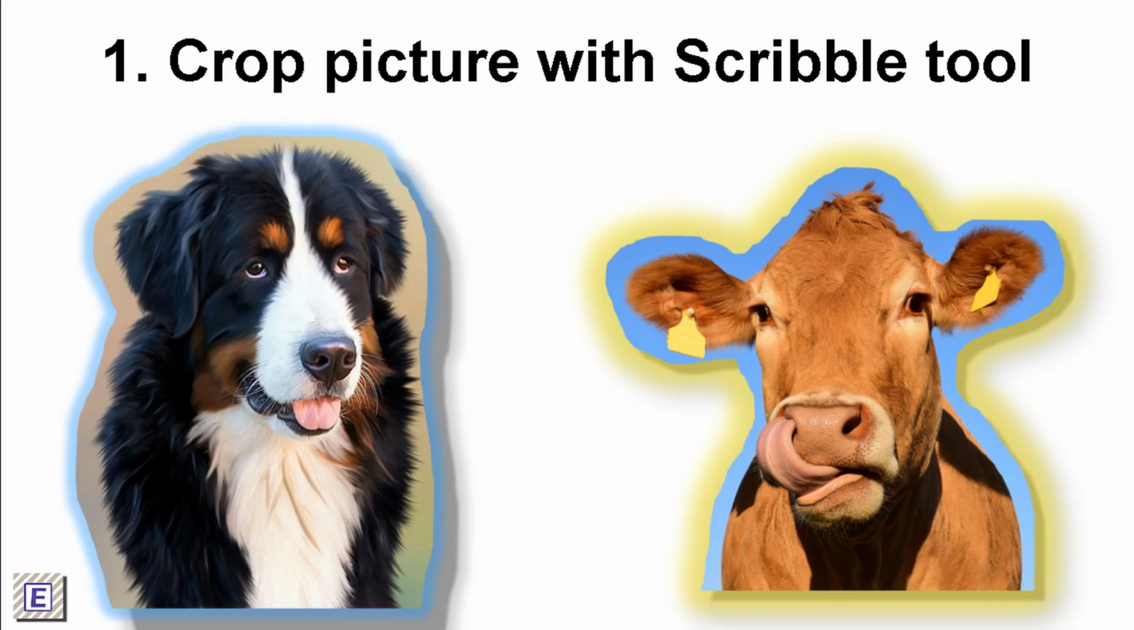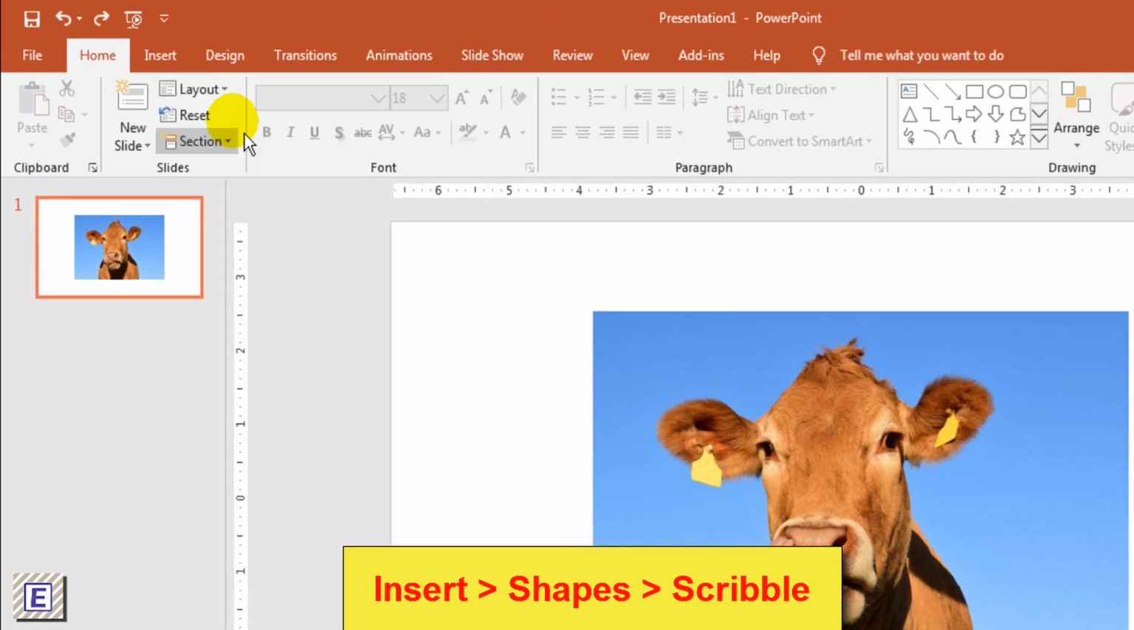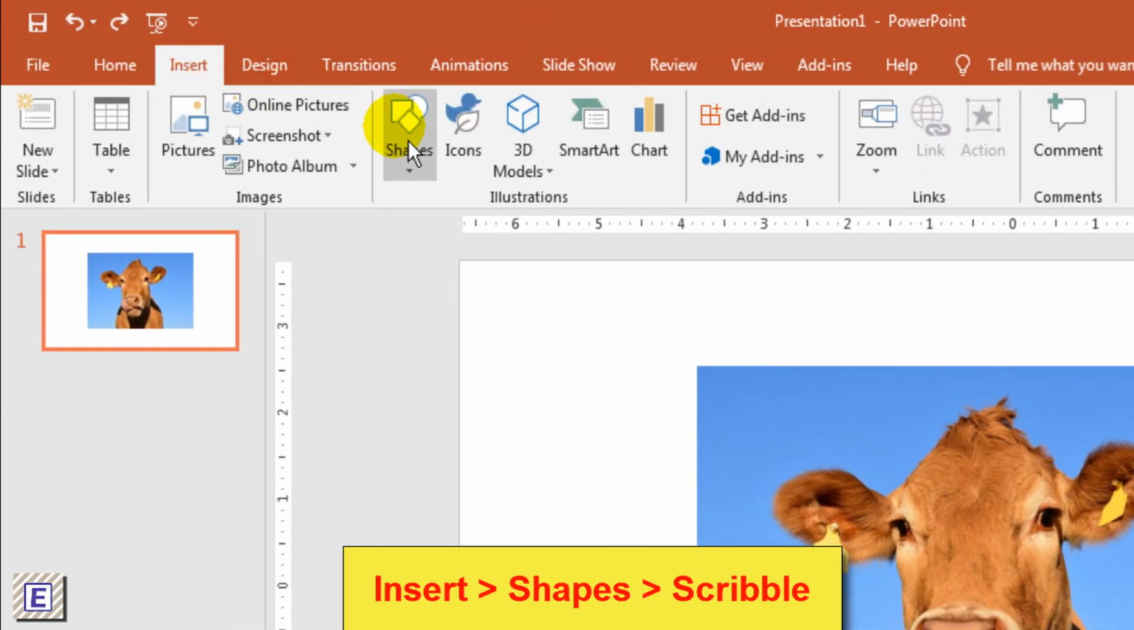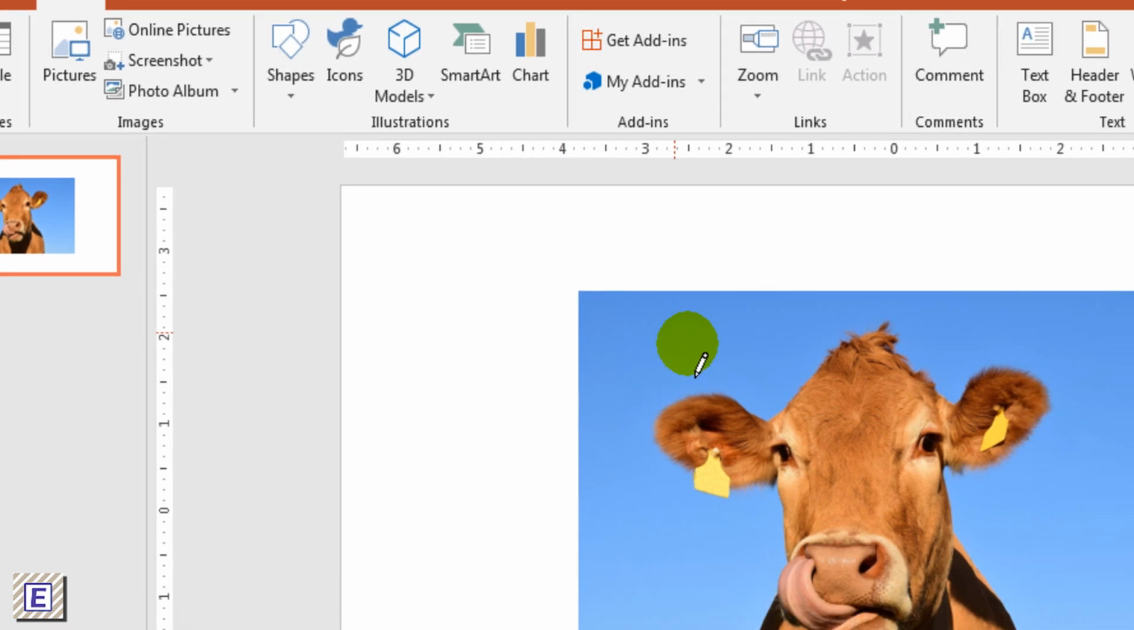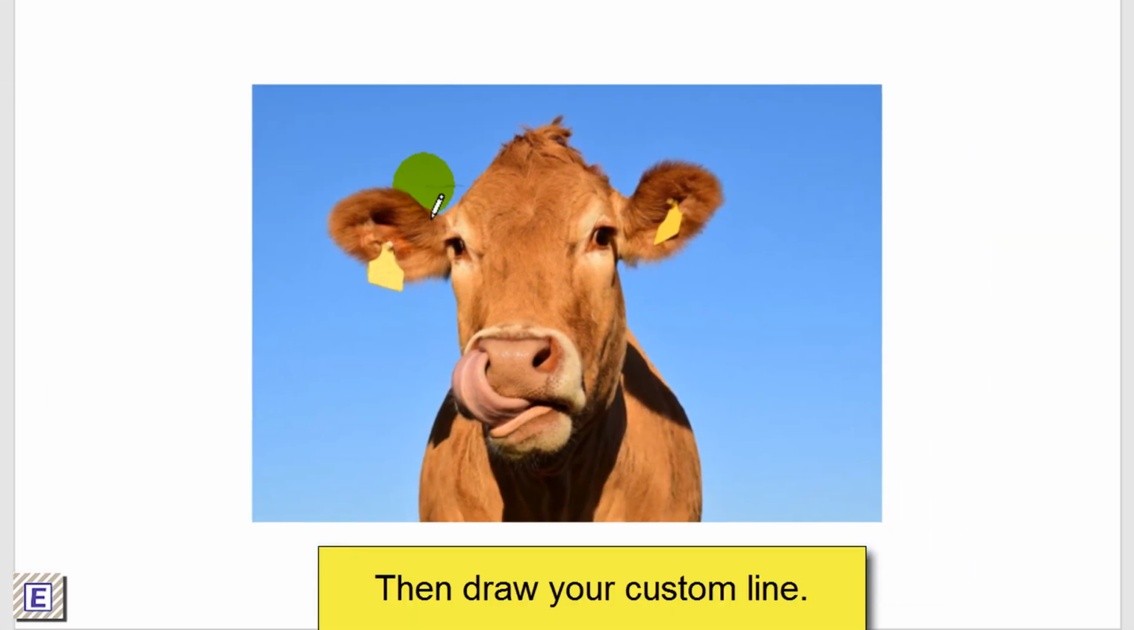1. Crop picture with Scribble tool. Go to Insert menu, Shapes, Scribble. Then draw your custom line.